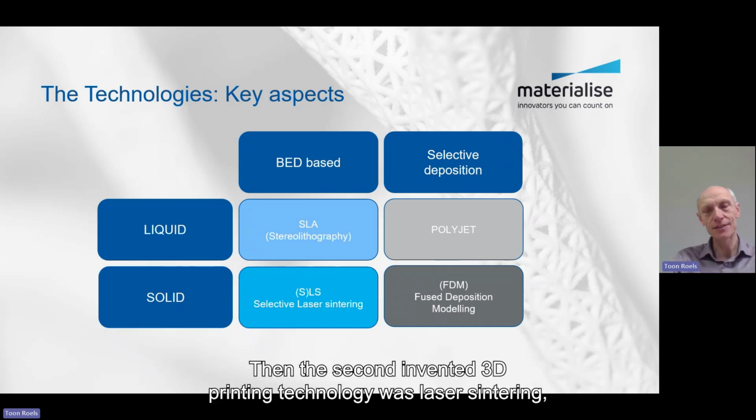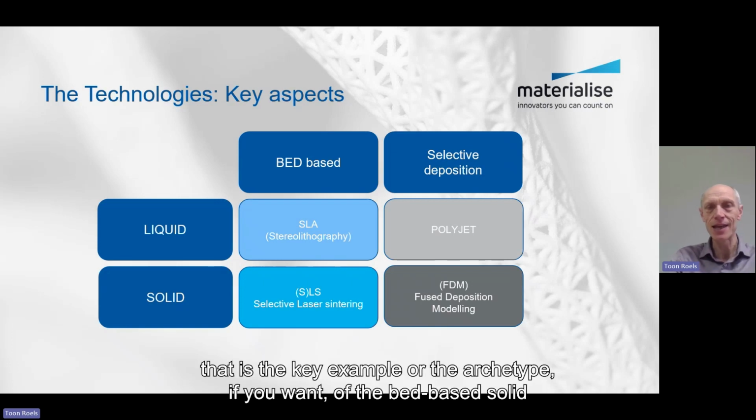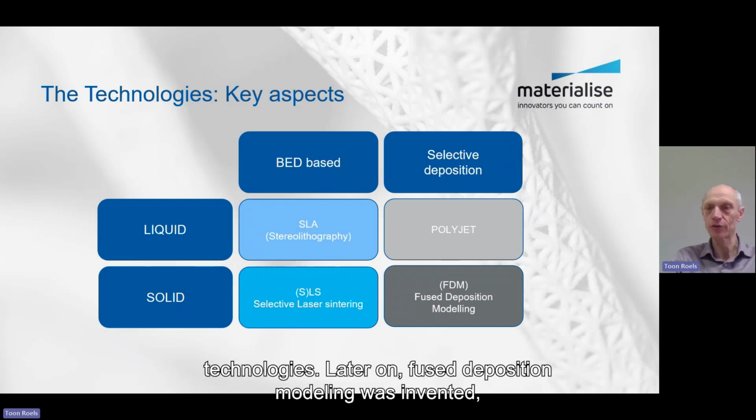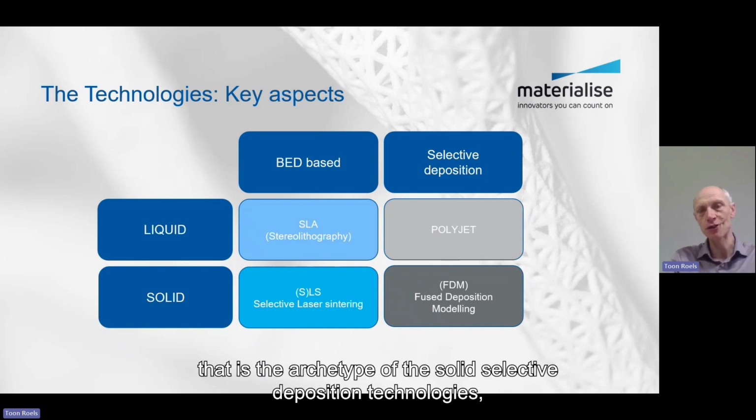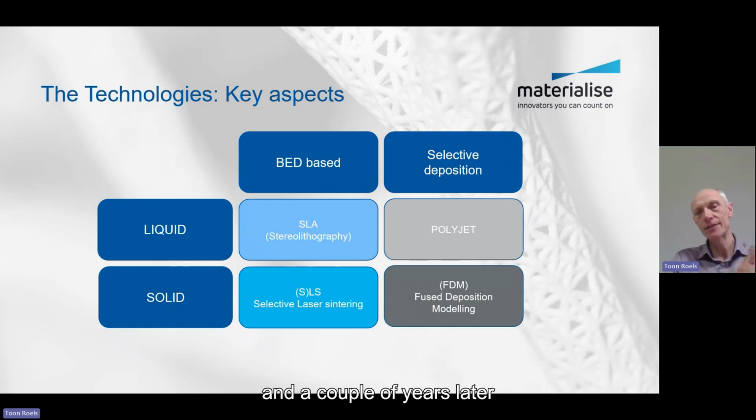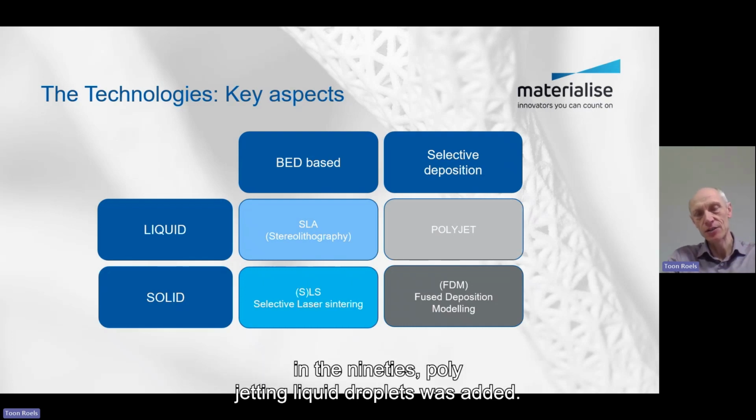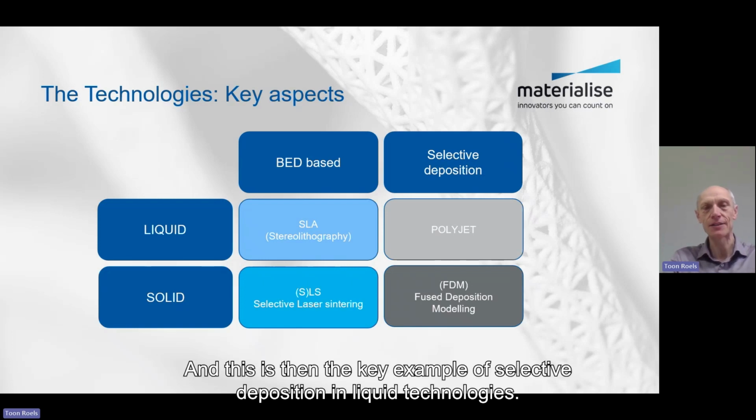Then the second invented 3D printing technology was laser sintering. That is the key example, or the archetype, if you want, of the bed-based solid technologies. Later on, fused deposition modeling was invented. That is the archetype of the solid selective deposition technologies. And a couple of years later, in the 90s, jetting liquid droplets was added. And this is then the key example of selective deposition and liquid technologies.